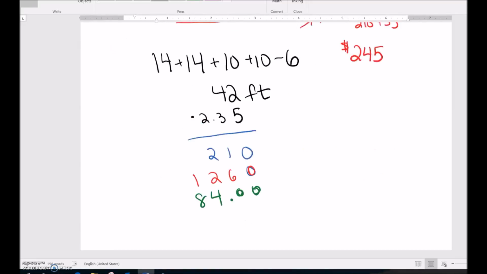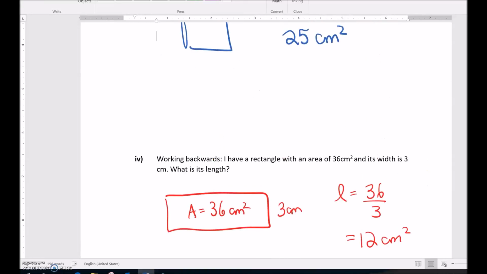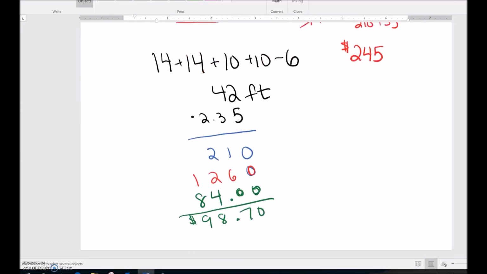Okay, and because this video is getting long, I took the liberty of pausing. And in fact, when we do the multiplication, we get $98.70 is what 42 feet of baseboard is going to cost, which makes sense because 42 times 2 is 84. So it's in the same ballpark. And that is how we, A, find area, B, find side length from area, and D, use area in a problem. Have a great day.